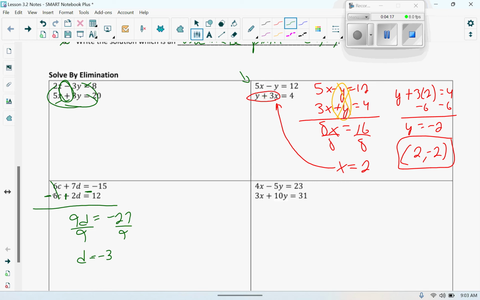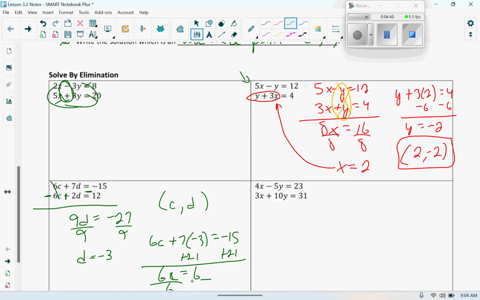So this one is kind of weird because usually it's x, y. Just think alphabetical order, so C, comma, D. So I'm going to put the negative 3 in for D. I'll just do that top one. So 6c plus 7 times negative 3 is equal to negative 15. Let's see, that's negative 21. So I'm going to add 21 to both sides. Oops, not 7, 6. And then divide by 6, and c is equal to 1. Okay, so my final answer here is C, 1, and then D, negative 3.